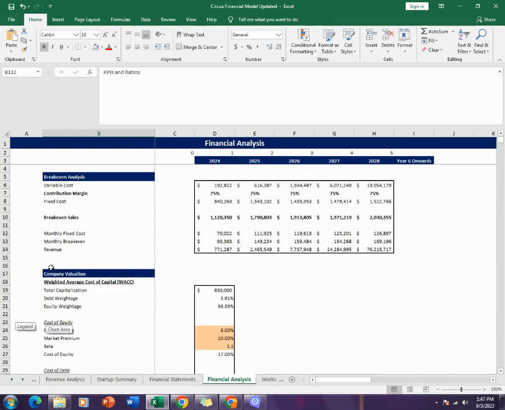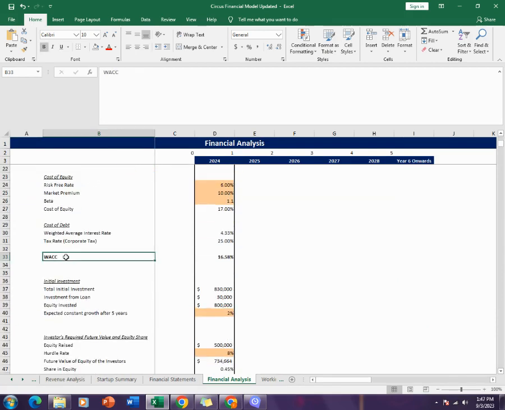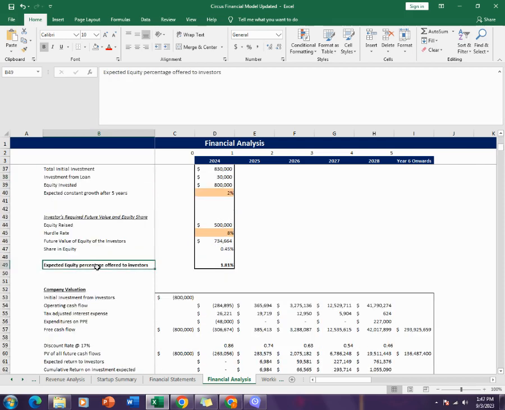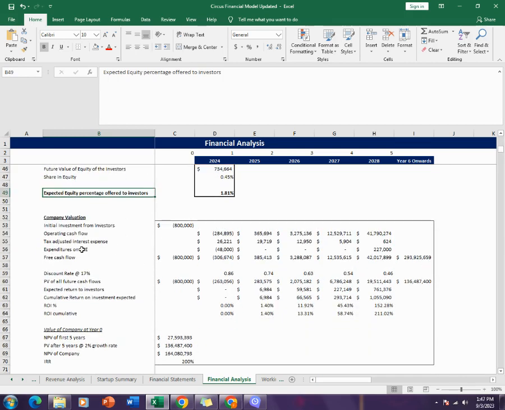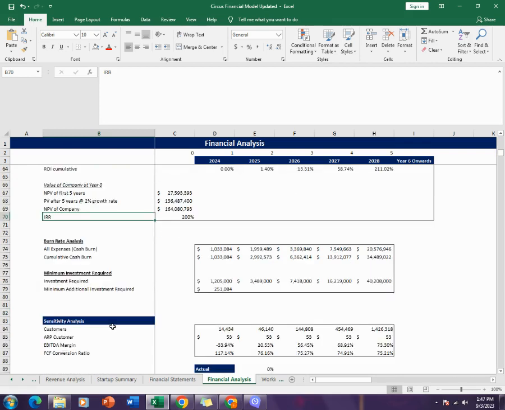Coming towards the financial analysis, as you can see, the financial analysis includes the break-even analysis, which gives you the break-even sales of the company; valuation, which gives you the WACC, weighted average cost of capital of the company, as well as the expected equity percentage that can be offered to the investors, and the company's valuation, that is the company's NPV, PV after the 5 years, or NPV for the first 5 years, and the IRR of the company.